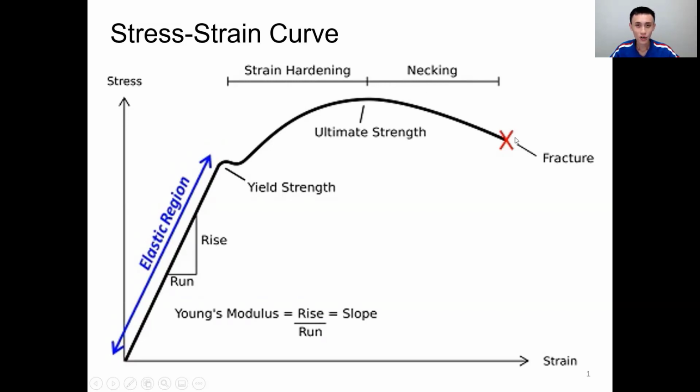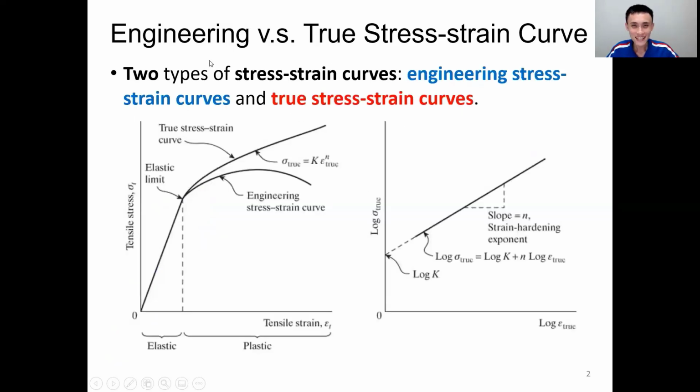So have you ever questioned why this drop would happen instead of continuing to go up? Well, this is the topic that we're going to discuss today. As a hint, the reason for the drop is the necking area. Okay, let's get started. So we have the engineering stress-strain curve and also the true stress-strain curve.